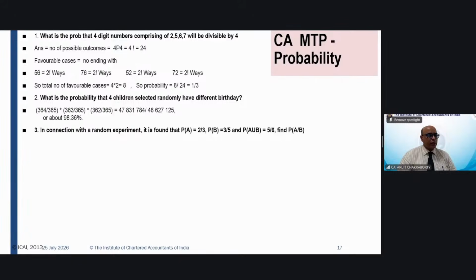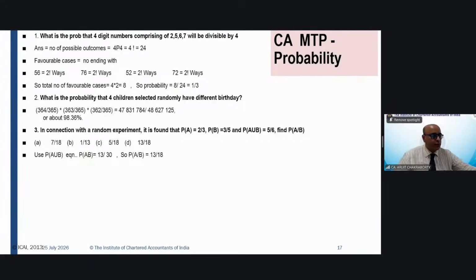Third question in connection with the random experiment. So each question we are understanding, breaking it down into parts, applying the reasoning, also connecting with the relevant formula, and then arriving at the solution. In connection with the random experiment, it is given that PA is 2/3, PB is 3 by 5, PA union B is given. You need to find P(A/B), that means the conditional probability. The options are given.